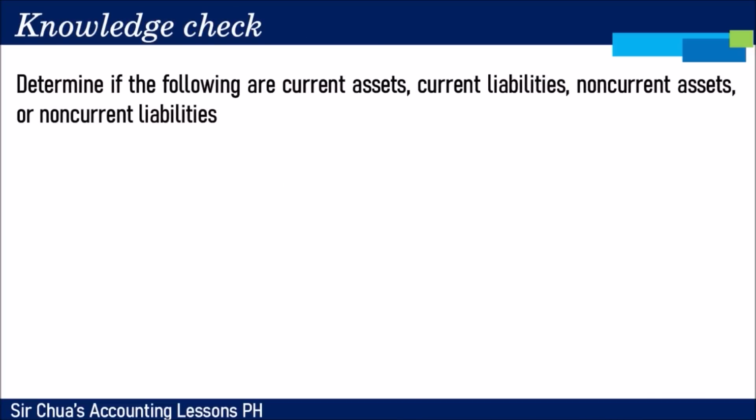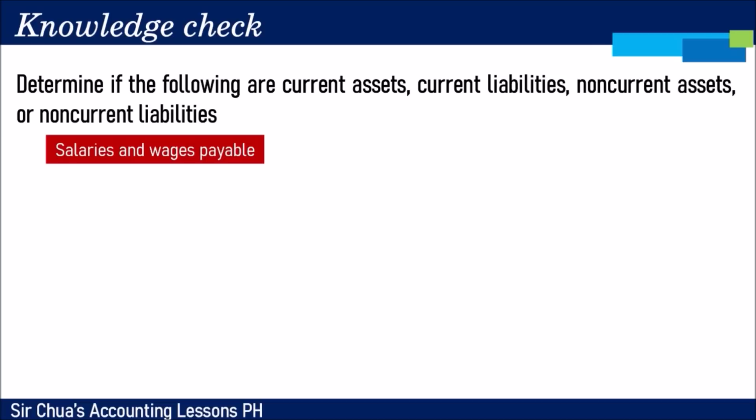So, knowledge check nga tayo. So, determine if the following are current asset, current liabilities, non-current assets, or non-current liabilities. So, I will be showing you some accounts and then syempre hindi nyo naman masasabi sa akin yung sagot, 'di ba? Kasi hindi naman tayo Dora the Explorer dito. So, ipa-flash ko yung sagot after the account. So, bibigyan ko naman kayo ng mga 2 seconds para mag-isip. Okay, first, salaries and wages payable.